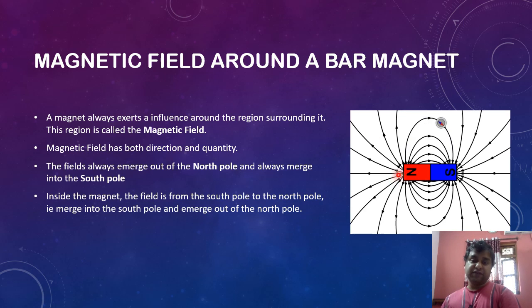Outside the magnet it is from north to south. Okay, understand? From north it moves towards south and then it has to complete its circle. So when you refer to inside the magnet, it moves from south to north. Okay, there is a difference over here.